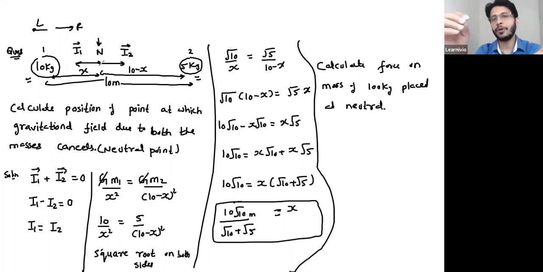So if at any point force is exerted by a field, I'm repeating again, gravitational force is exerted by gravitational field. If at some point gravitational field is zero, that will mean that gravitational force is zero. So now can you guess the force acting on a point mass of 100 kg at the neutral point?